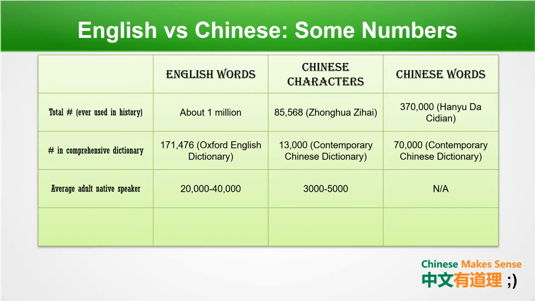Now let's take a look at the average adult native speaker. An average English speaker has vocabulary of around 20,000 to 40,000 English words. A Chinese speaker has vocabulary of around 3,000 to 5,000 characters. And unfortunately, we don't have information for Chinese words. That's our fault. Haha. Finally, let's look at a decent non-native speaker. An English speaker knows about 10,000 words, and a Chinese speaker knows about 2,000 characters. And once again, we have no information for Chinese words.